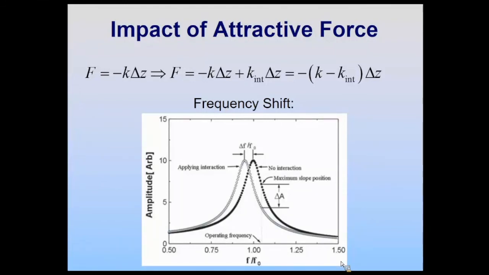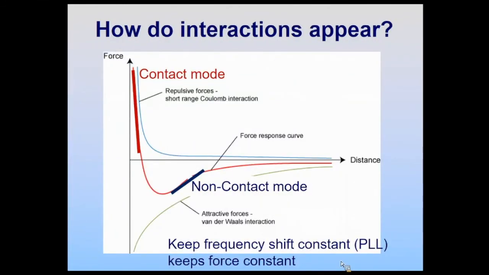So that frequency shift is what we measure. We keep the frequency shift constant using a phase lock loop, which basically measures what the frequency is that you want to drive at to get this best phase, which gives you the maximum amplitude. And by following that phase, you follow the place of constant force. And so now we can map out constant force contours over the surface just by keeping this frequency shift constant.